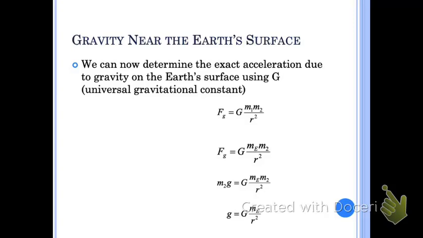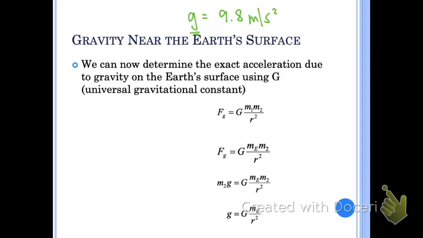We're going to examine the acceleration due to gravity. Right now, we know the acceleration due to gravity on the surface of the Earth is 9.8 meters per second squared, right? That's what little g represents, the acceleration due to gravity. On the surface of the Earth, it's 9.8.